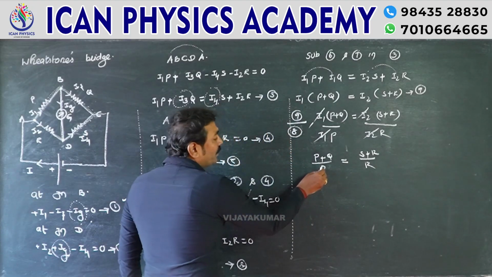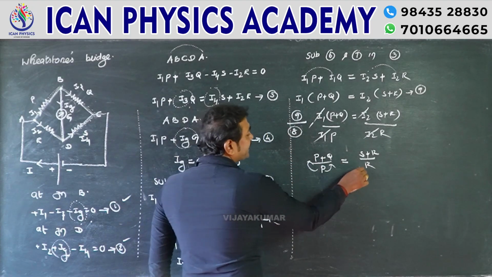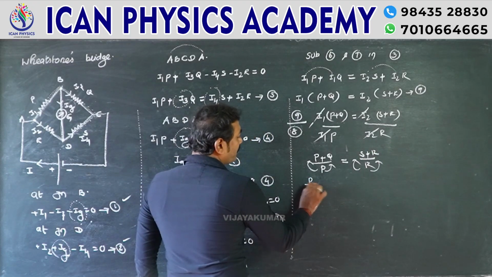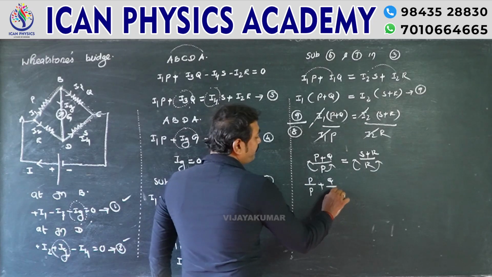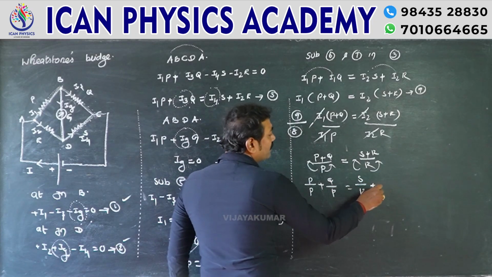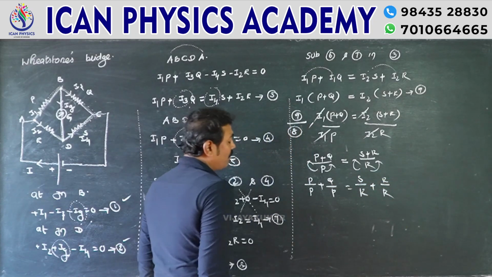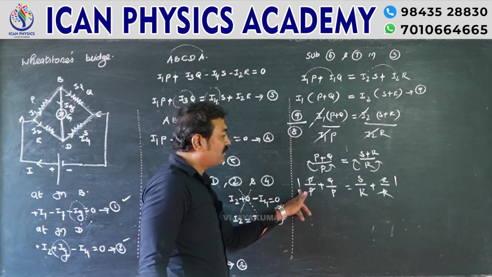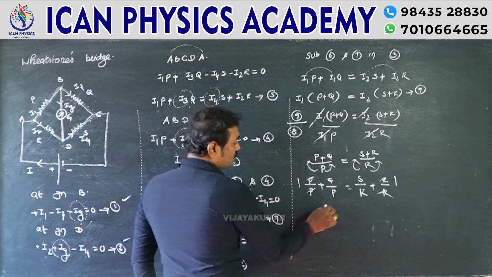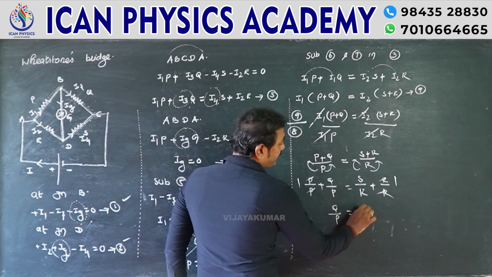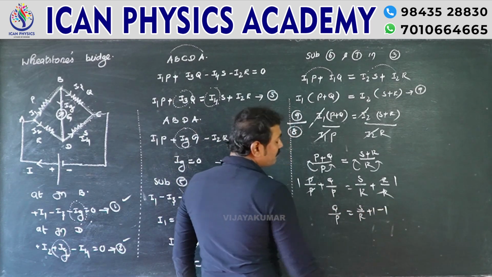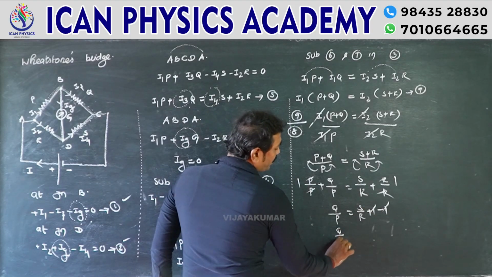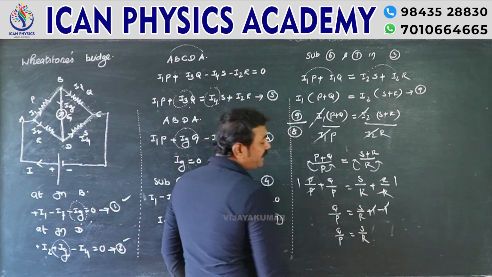Okay, right. So P is common to the first term and the second term. R is common to the first term and the second term. So it becomes P by P plus Q by P equals S by R plus R by R. Now P gets cancelled, R gets cancelled. Now the plus 1 goes to the right side as minus 1. So Q by P equals S by R plus 1 minus 1. So the plus 1 minus 1 gets cancelled. Okay. So Q by P equals S by R.